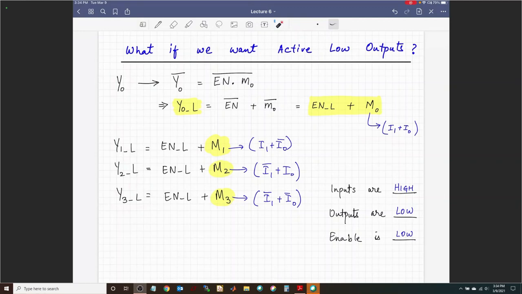That will give me any logic function, right? Because that would be the canonical product of some form of a logic function. That's what we are doing next.